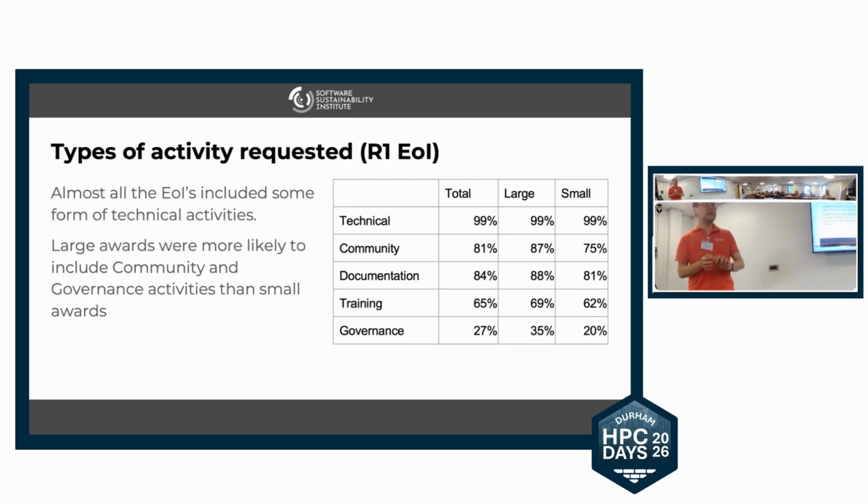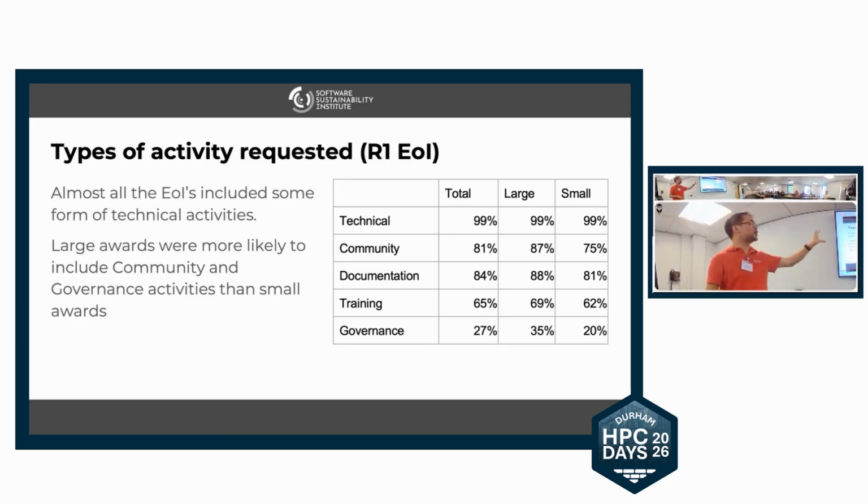We looked at different sorts of activity that people wanted to request. Unsurprisingly, almost everyone wanted technical support and to do technical activities, but there was also a strong amount of interest in community activities and governance activities amongst the larger projects, and that's to be expected. I think it's something that we were putting in the criteria and we think is really important as pieces of software get more established.